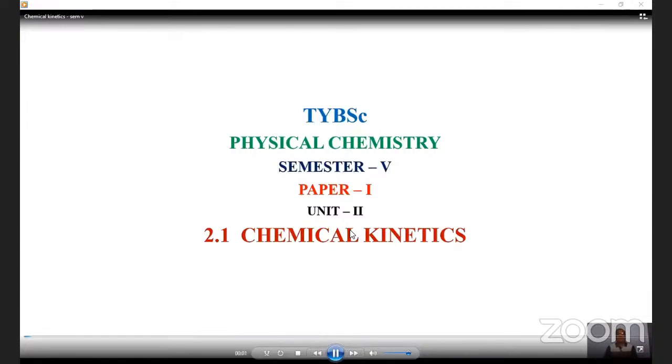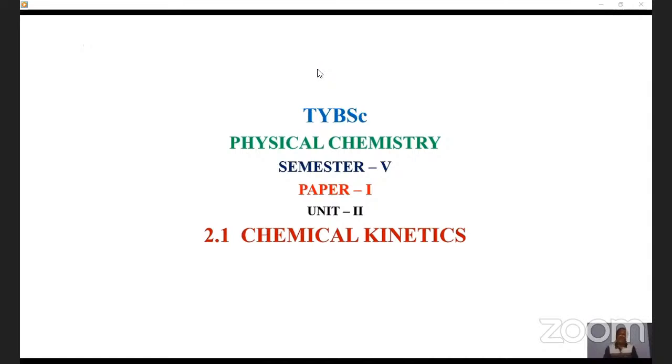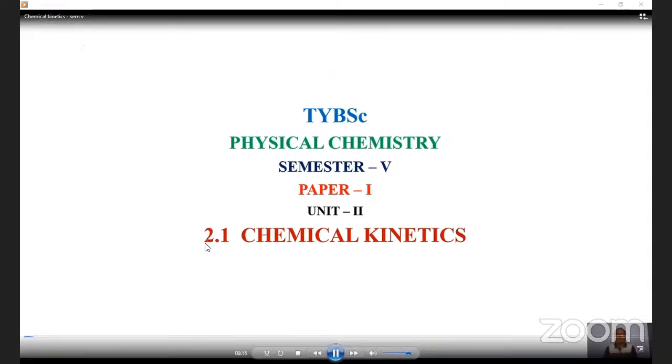Now let us start with the topic chemical kinetics. The meaning of this word kinetics is similar to that of speed. In this topic, we are going to study the speed of chemical reactions. Before going into detail about this topic, let me give you one simple example to understand it.